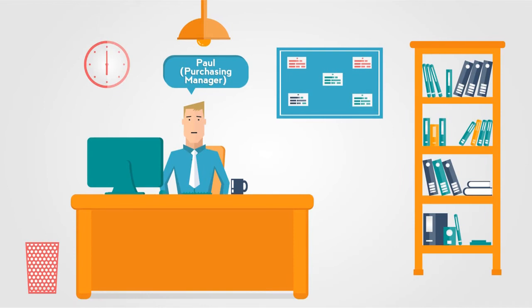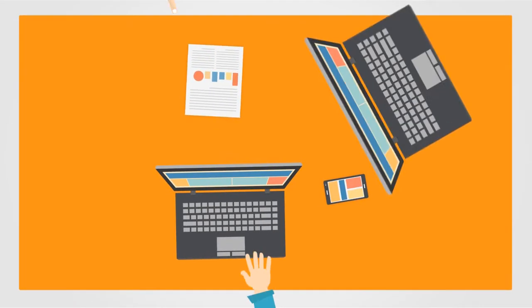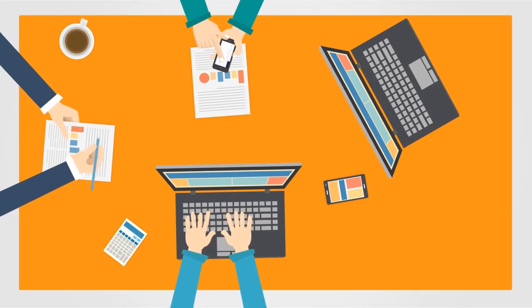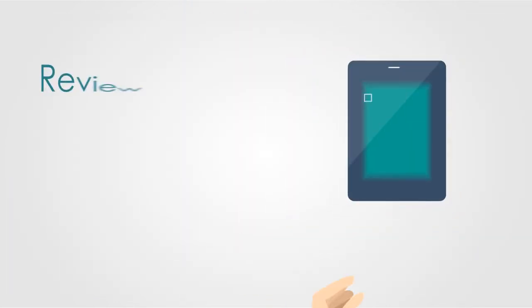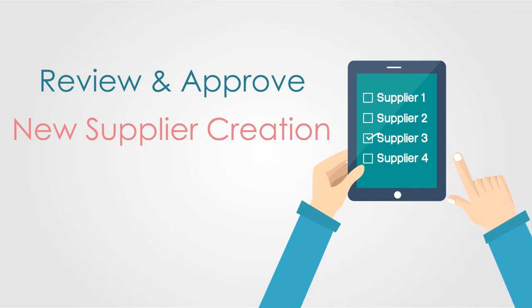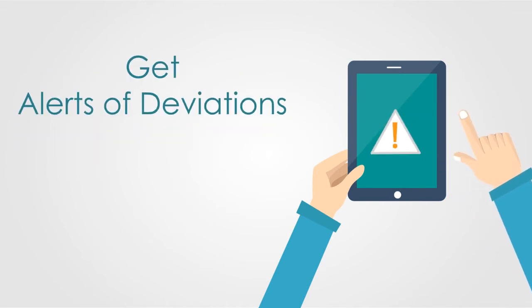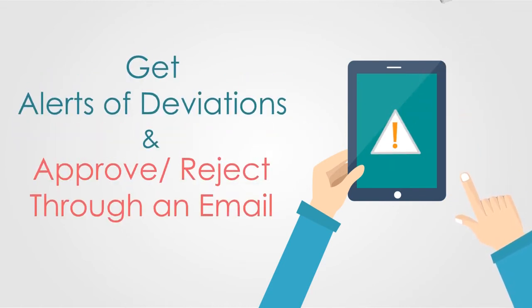This is Paul, the purchasing manager. He can review and approve all the buying decisions of the team with information and lookups enabling comparative analysis. He can review and approve new supplier creation. He can get alerts of deviations and approve or reject them by sending an email to MeRLIN.